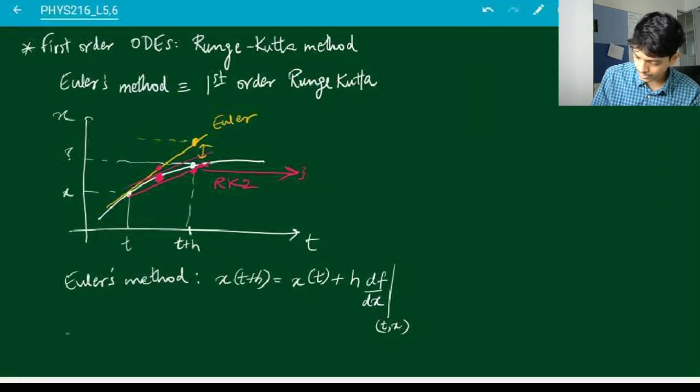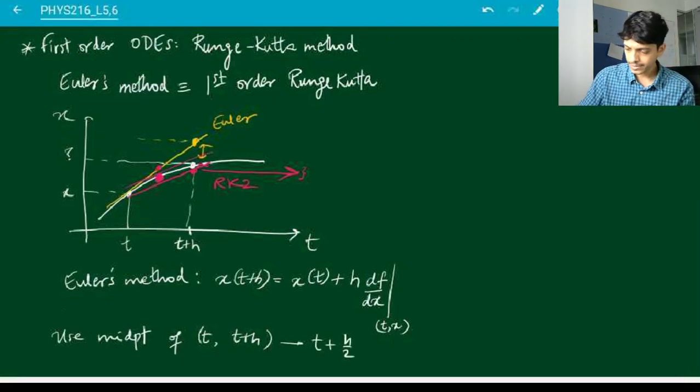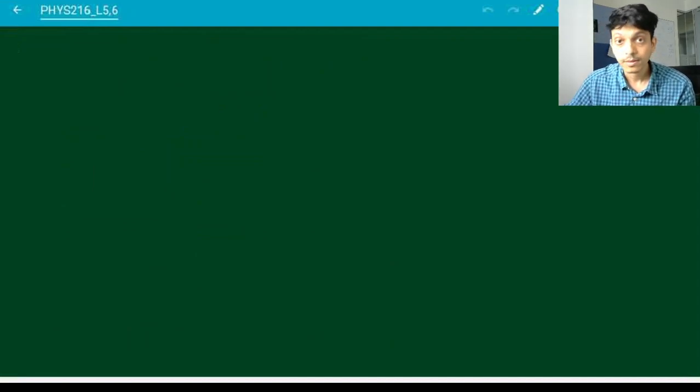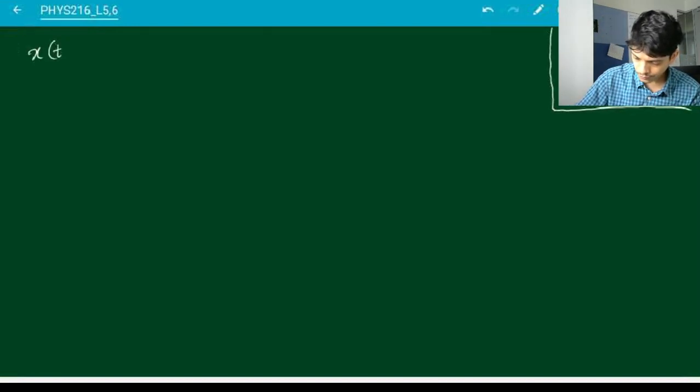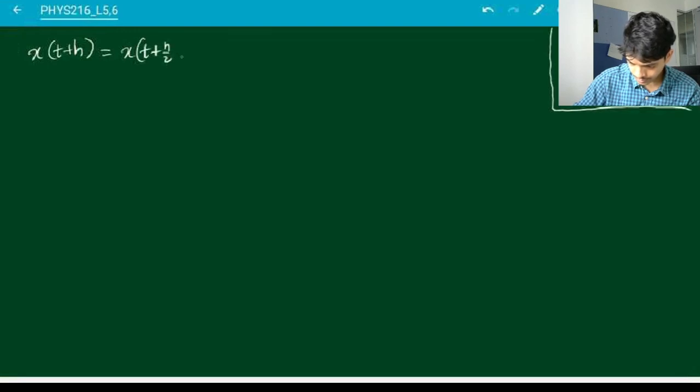So let's write this down mathematically. So we are going to use the midpoint of t and t plus h. So that is, we are going to do it at t plus h by 2. So let's write down the mathematical formalism for this. I'll use the next page. So if I want to write down x of t plus h, so let's write down the Taylor expansion, but let's do it slightly differently. I'm going to write this as x of t plus h by 2 plus h by 2. So I'm going to treat this as my a and this as my delta x, if you know what I mean.